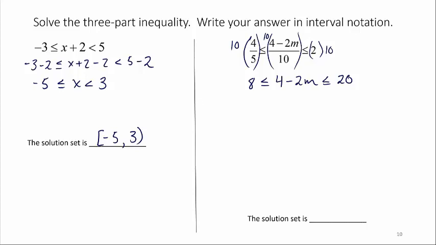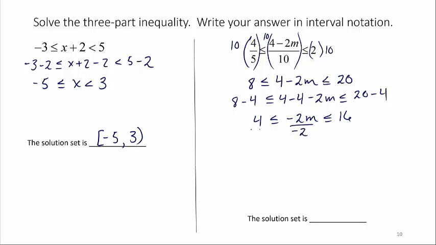Now we want to continue to try to get m by itself in the middle, right? So I want to subtract 4 from all sides. 8 minus 4 less than or equal to 4 minus 4 minus 2m less than or equal to 20 minus 4. 8 minus 4 is 4, less than or equal to -2m, less than or equal to 16. Now I'm still trying to get that m by itself. I have to divide all sides by -2.